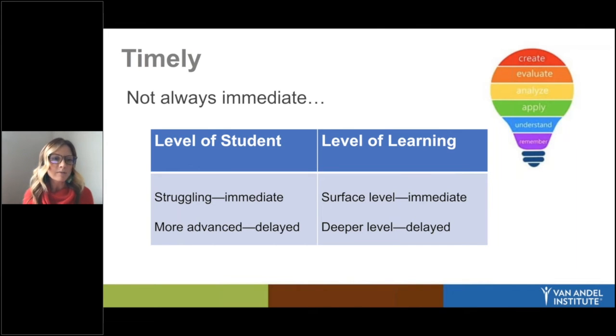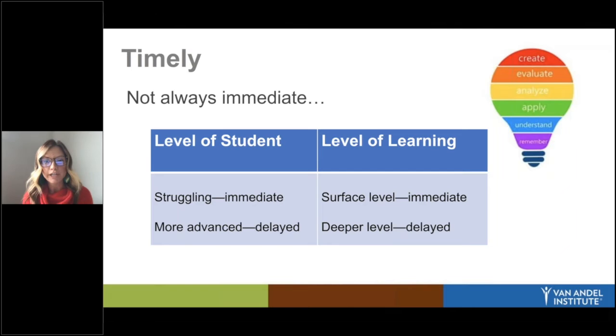There are two things that we depend upon. First of all, the level of the student. If your student is struggling, then we want to give them that feedback immediately because they probably can't go further until they get the feedback from you that they need. But for more advanced and higher level learners, that feedback can be delayed, and that's okay because they probably have some ways to work through solving those problems before you have to address them.